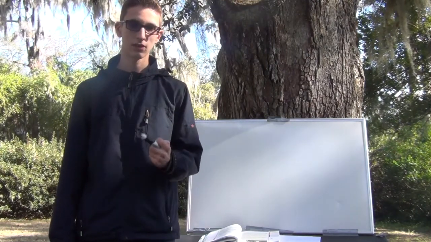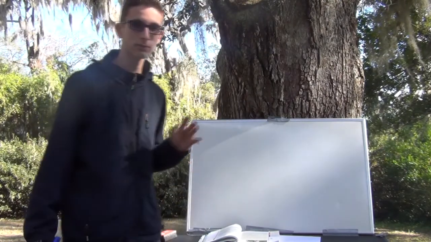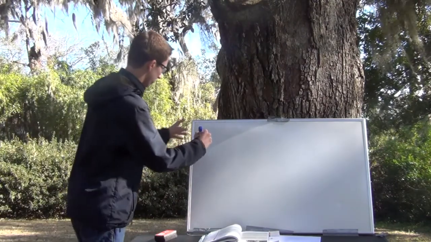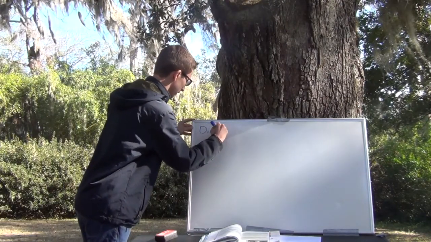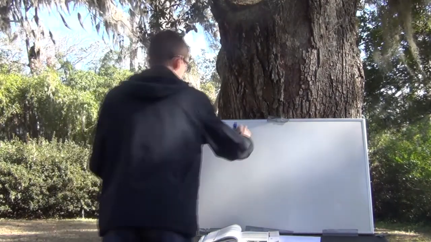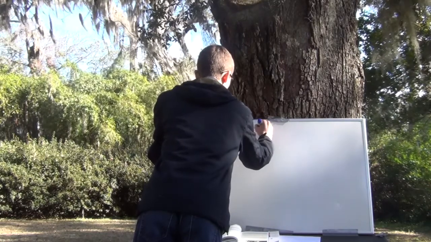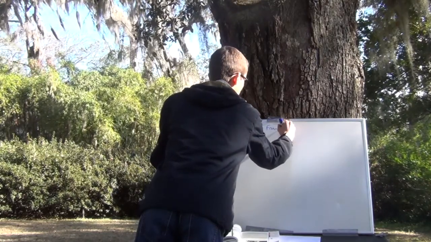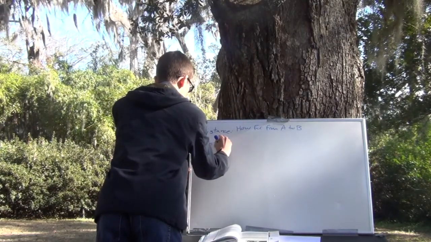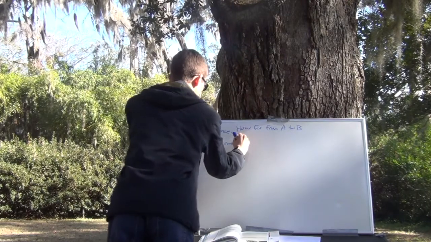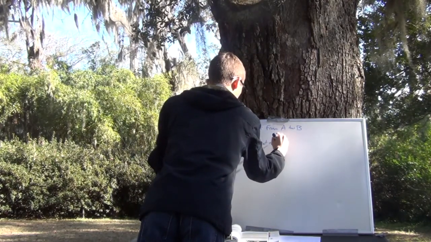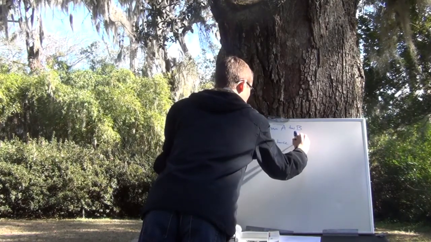displacement and distance. Now, I've talked about displacement and distance plenty of times before, so I'm just going to do a brief rehash of it. Distance is simply how far you went from A to B. So how far from point A to point B. While displacement is the shortest distance from A to B.